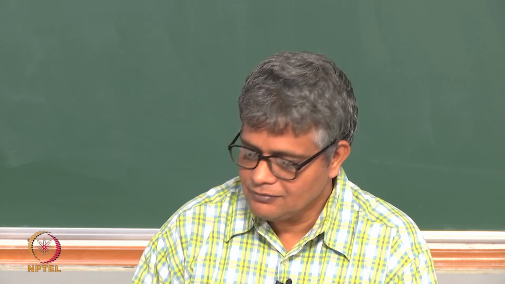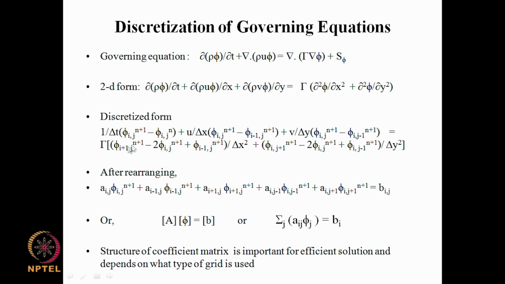two-dimensional equations. If we were to discretize this on a simple Cartesian grid of ij, at point ij we can write this using forward differencing for the time term, backward differencing for the advection term, and again backward differencing for the advection term in the y direction, and central differencing for dou square phi by dou x square, and central differencing for dou square phi by dou y square here. All these things we can put here, and we can rearrange this to get an equation of this particular form.